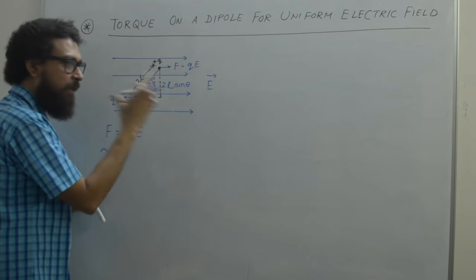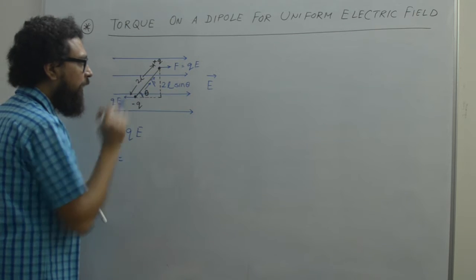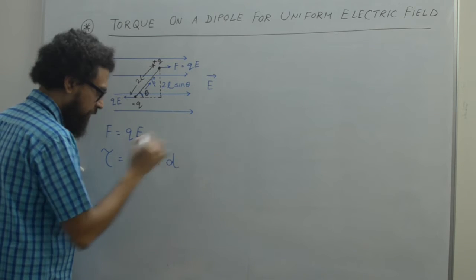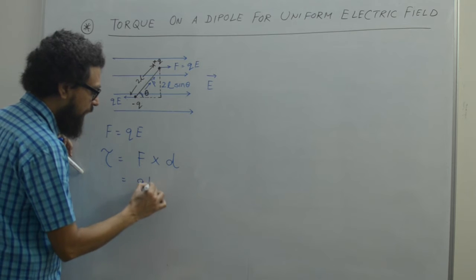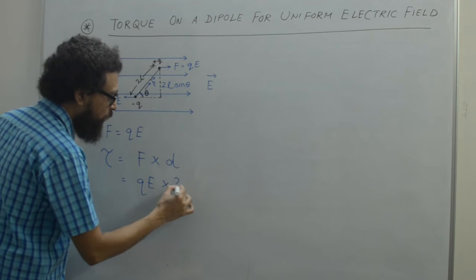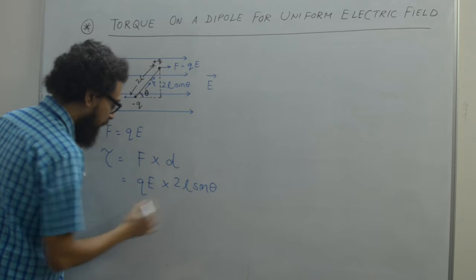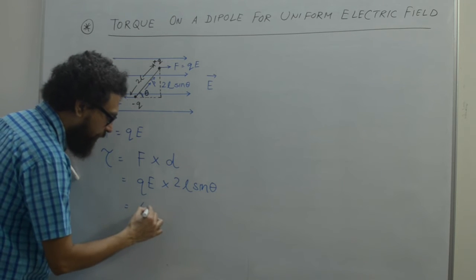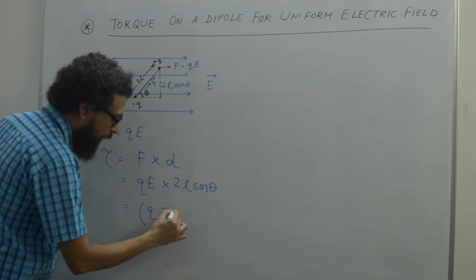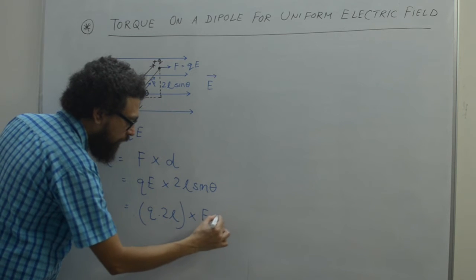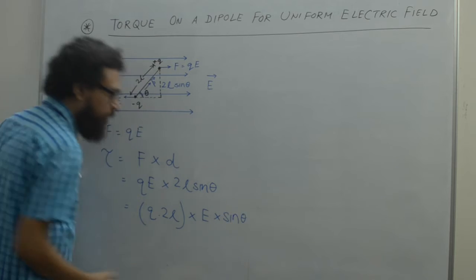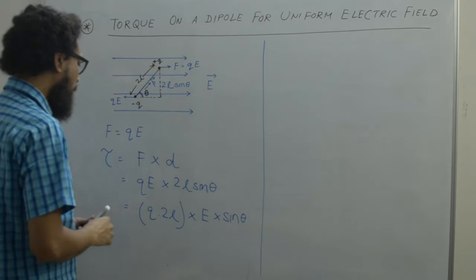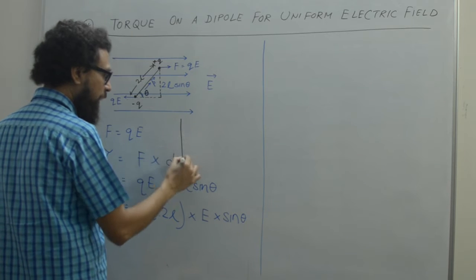So if this is 2L, the length of the dipole, as we know, then this perpendicular distance is 2L sine theta. So we can write F into perpendicular distance, and that is equal to QE into 2L sine theta. That can be further rearranged in this fashion. We can write Q into 2L into E into sine theta. So finally, you can definitely understand that we have an expression which is like this.